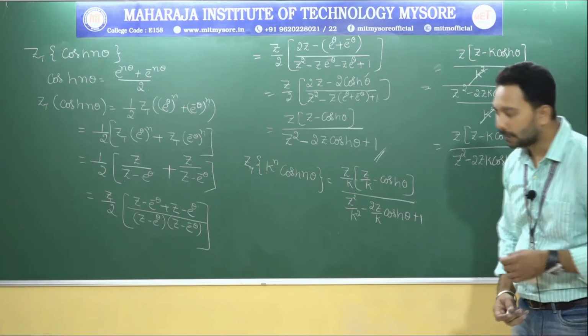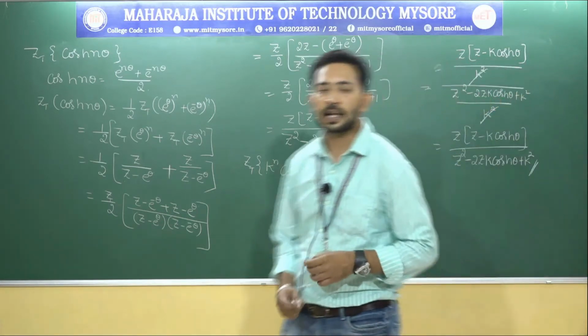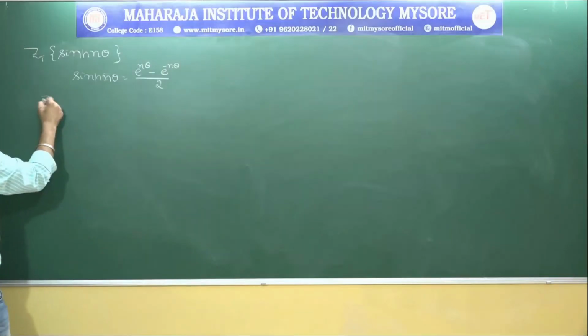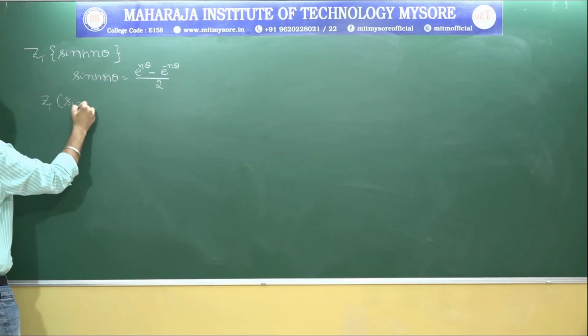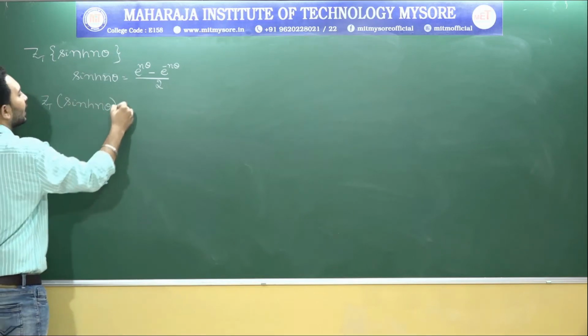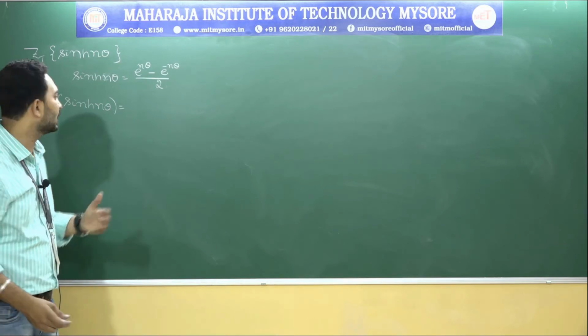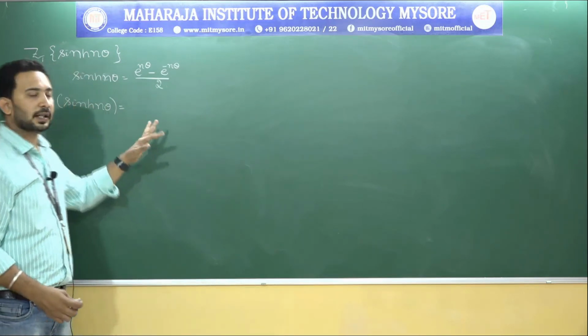Similarly, we can find the z transformation of sine hyperbolic n theta. To find it, just now we have solved the z transformation of cos hyperbolic n theta, so I will directly go to the z transformation part.